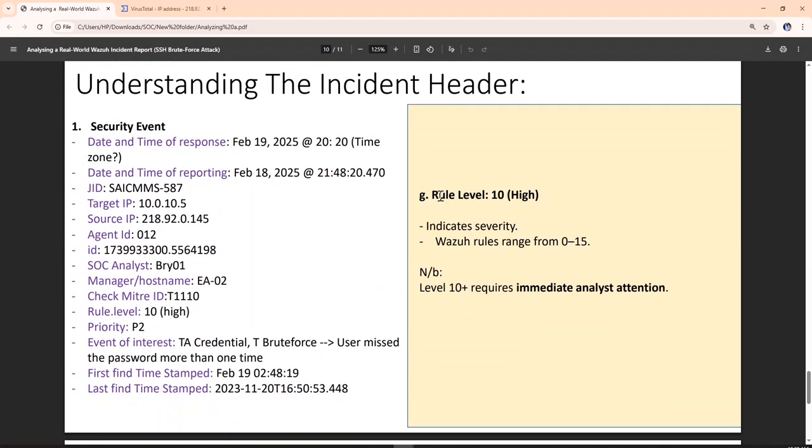Then we have the rule level. Rule level 10 is high. This indicates the severity of the case. Wazuh rule levels range from 0 to 15, so level 10 and above requires immediate analyst action. These are some of the parameters that help you keep your eyes on the most important things to look at.